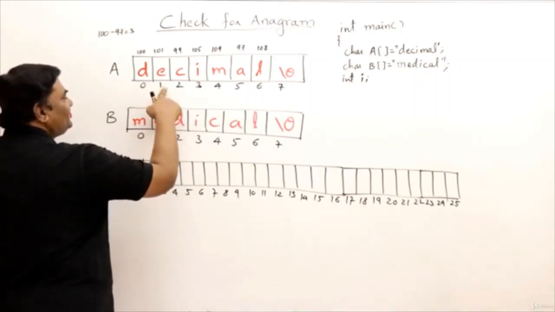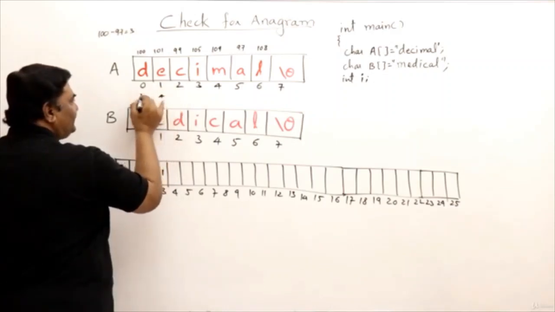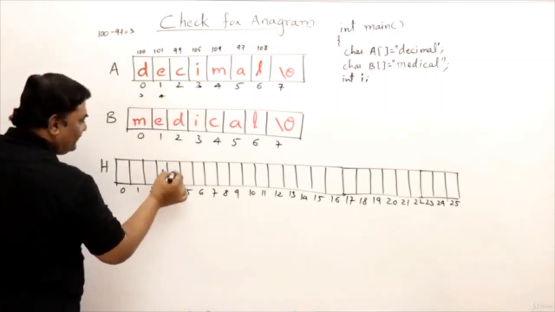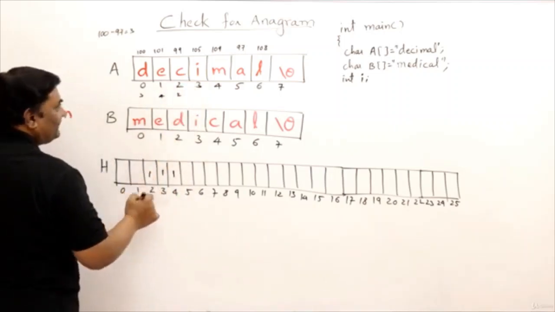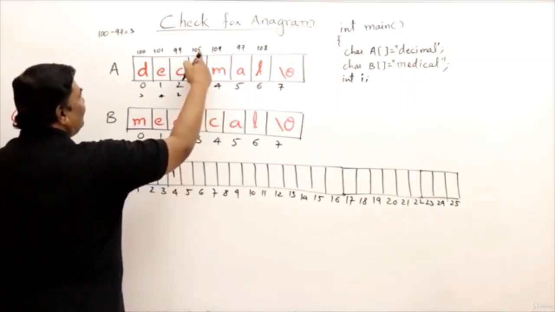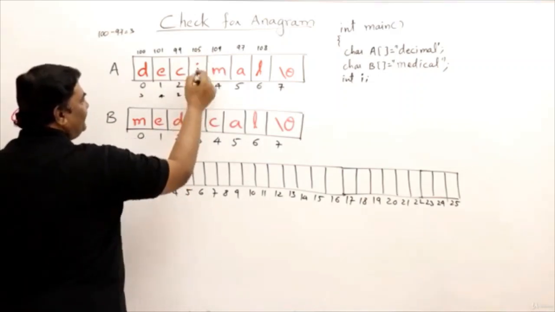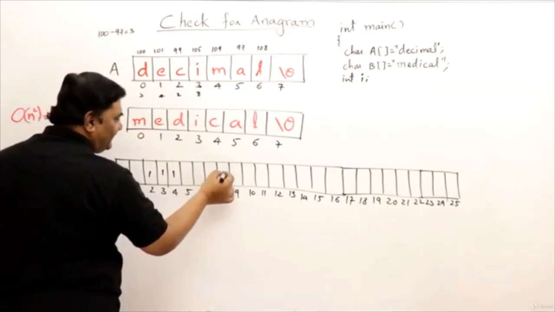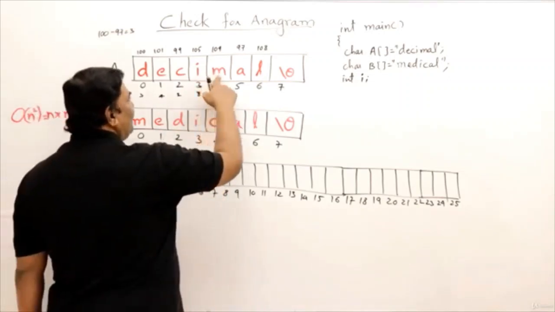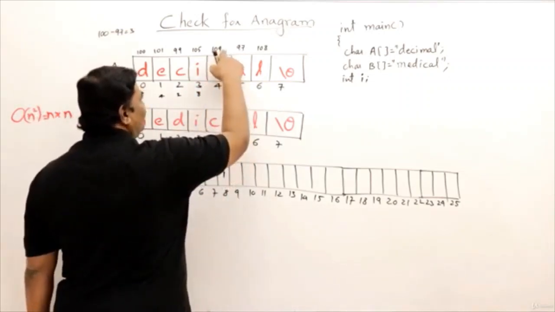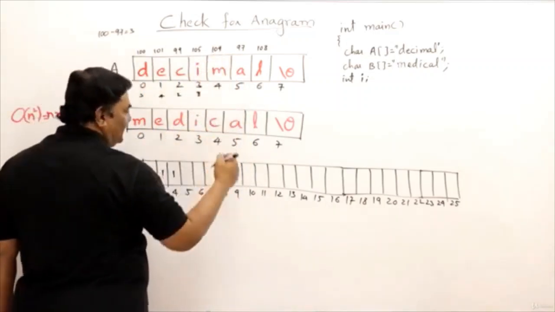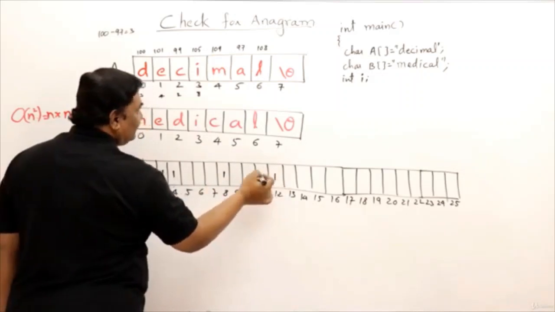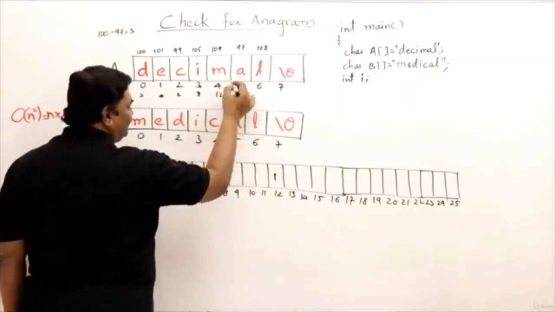This gives 4. So go to index 4 and increment it. Now next is 99, so this will be 2. Go to index 2 and mark it. Then this is 109. 109 minus 97 will be 12. Go to index 12 and mark it. Then this is 97. If you subtract 97 from this, then this will be 0. Increment this one.